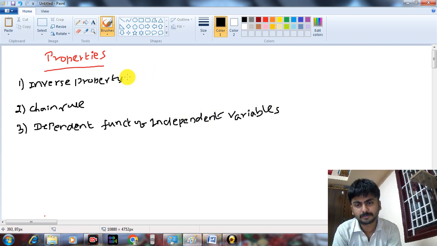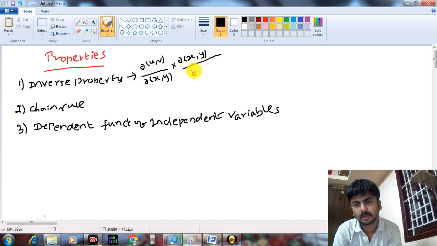The first property says that dou of (u, v) divided by dou of (x, y), into dou of (x, y) divided by dou of (u, v), equals 1. So what does it mean?